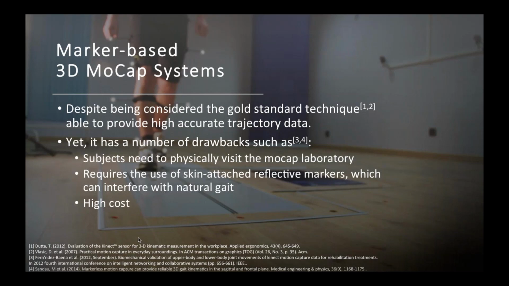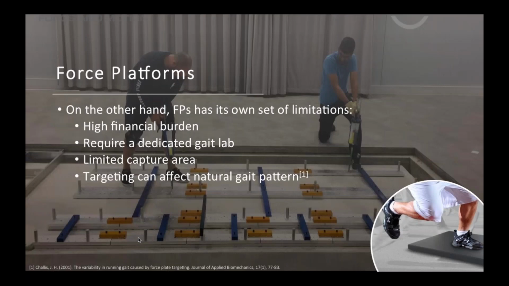On the other hand, when it comes to kinetics, we use force platforms, but force platforms also have their own limitations. They tend to be relatively expensive, and they need a dedicated gait lab. When it comes to capturing ground reaction forces, oftentimes patients tend to target where they hit the force plate, which can result in altering their gait patterns.